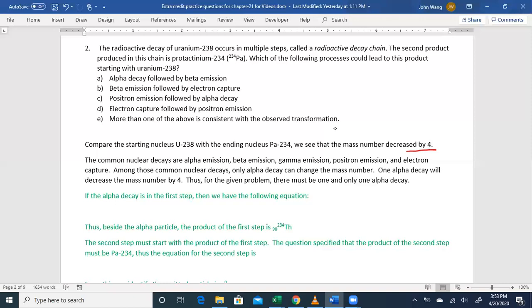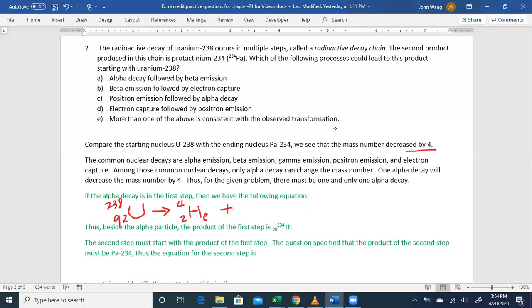Okay, so now let's assume the alpha decay is in the first step, then we have the following equation. We start with our uranium, which we know the atomic number is 92, and the mass number is 238. So let's assume our first step has alpha decay. Therefore, the first step will produce the alpha particle, which is helium-4. And then we need to find out what the second product will be. The second product we can find similarly to question 1.